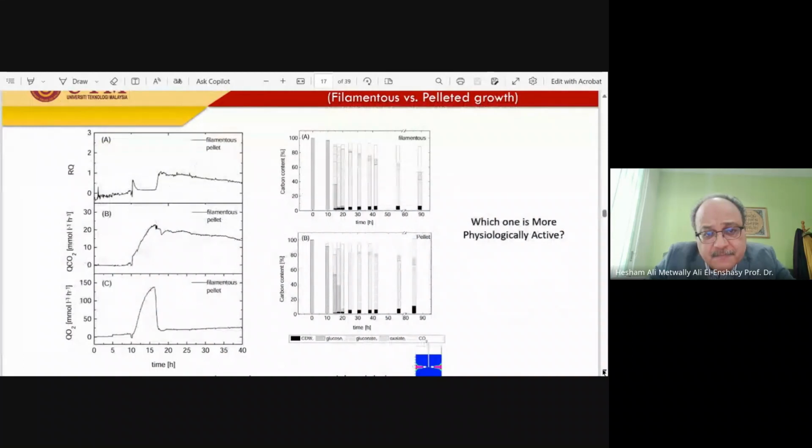When we study these two cultivations in more depth, to have the carbon balance and look at dissolved oxygen and CO2 production and oxygen consumption, we see that filamentous produces more carbon dioxide and consumes more oxygen compared to biopellet or pellet formation.